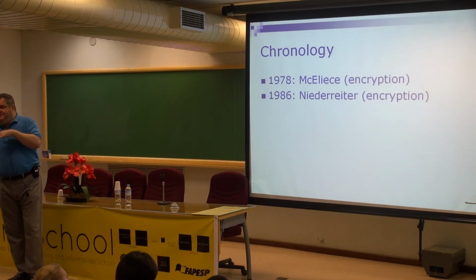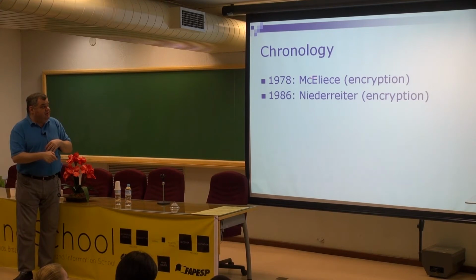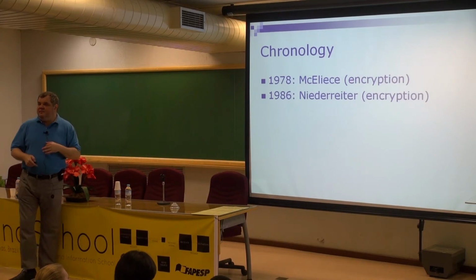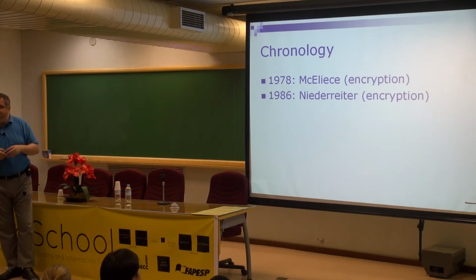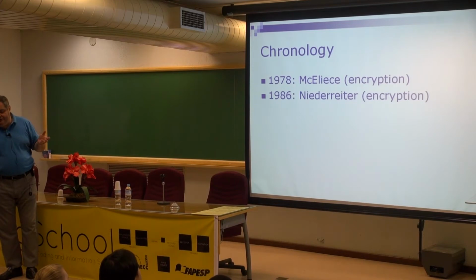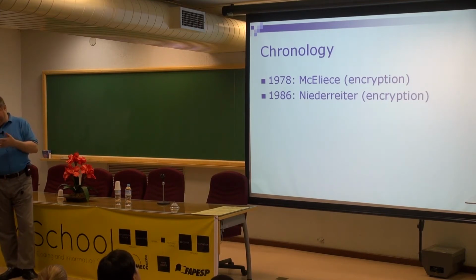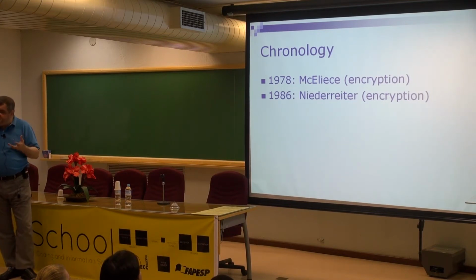encryption scheme was devised. The difference between McEliece and this second scheme devised by Harald Niederreiter is that McEliece uses the representation of a code that uses a generator matrix. Well, we can represent the same code using a parity check matrix. This is exactly what the Niederreiter encryption scheme is all about. Instead of using a generator, we use a parity check matrix here.